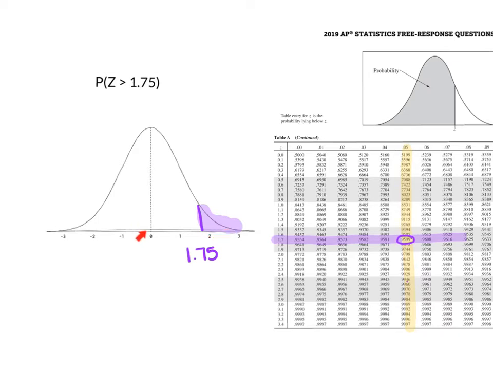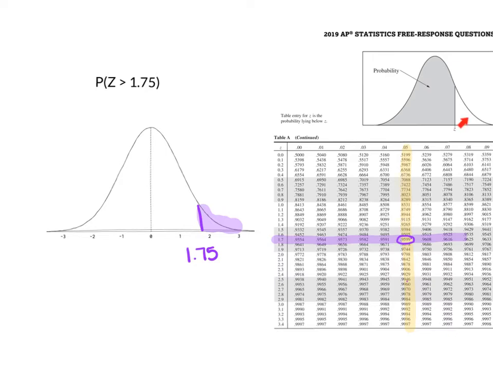Because we know one thing, it's got to be less than 50%, because we're smaller than the mean value there. So one thing we need to realize is that we've gotten this area because we're finding the right side of the curve, but this table only gives me left-hand values. One way to fix this is to realize that the left-hand side plus the right-hand side equals 100%.